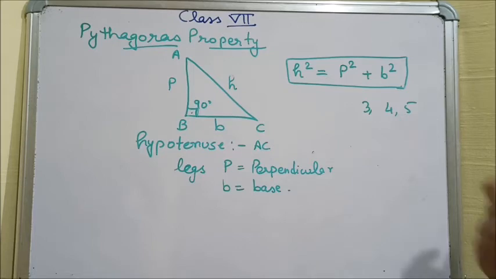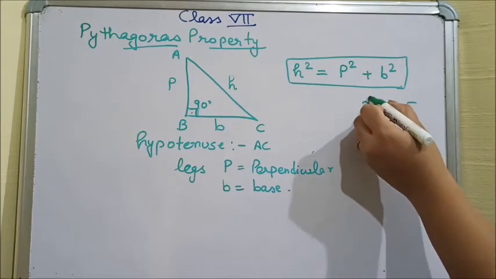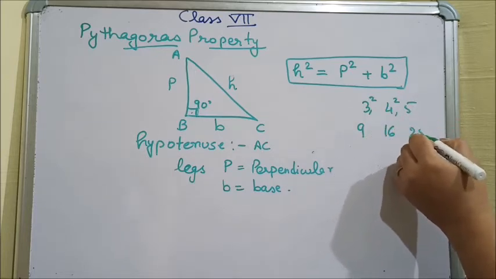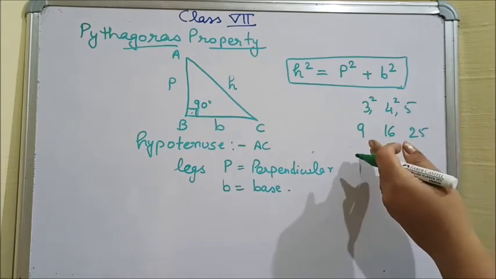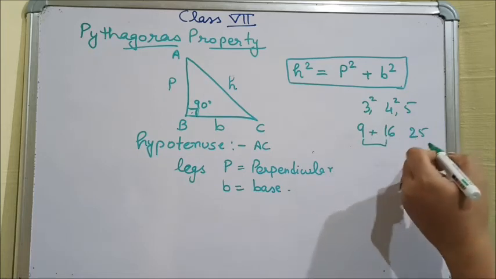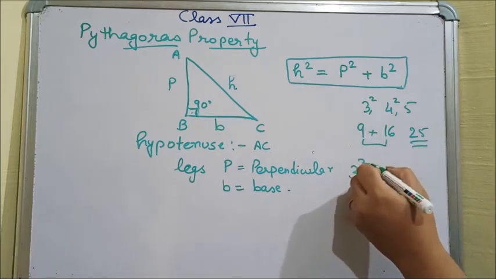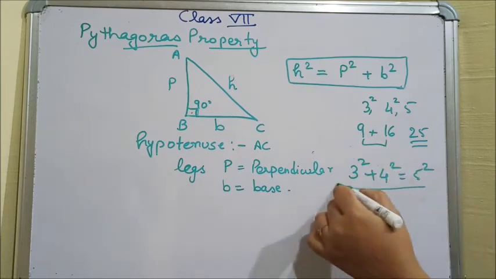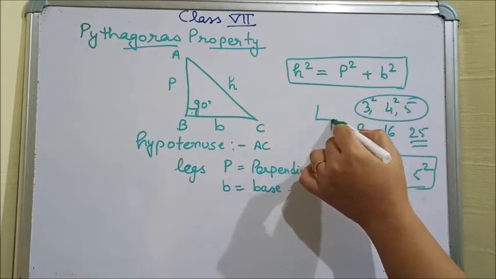So what I will do is first find the squares. The square of 3 is 9, of 4 is 16, of 5 is 25. Now you have to check whether adding any two squares gives you the third square. Yes, 16 plus 9 gives 25. So I can write 3 squared plus 4 squared is equal to 5 squared. That means the triangle formed using these sides is always a right angled triangle.